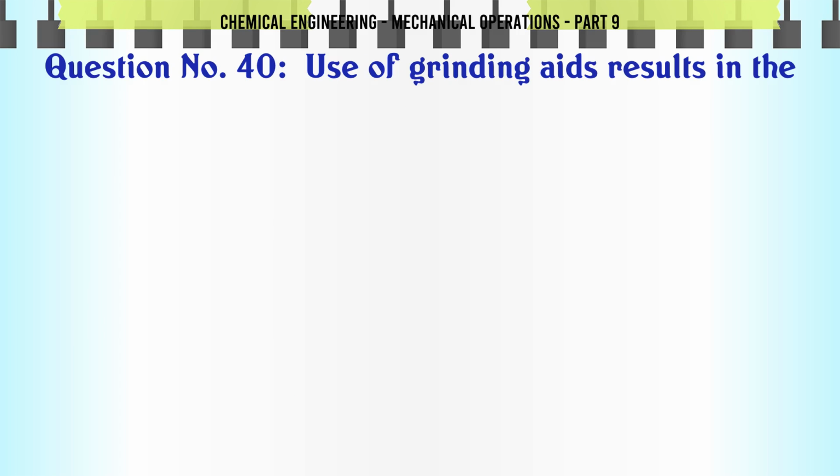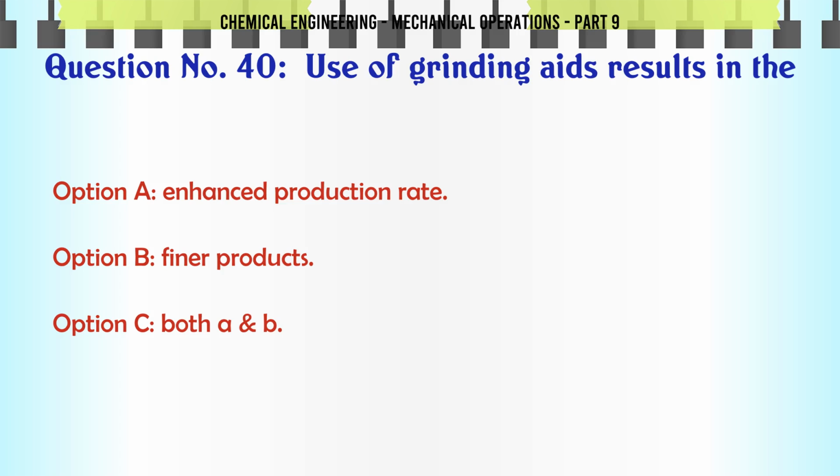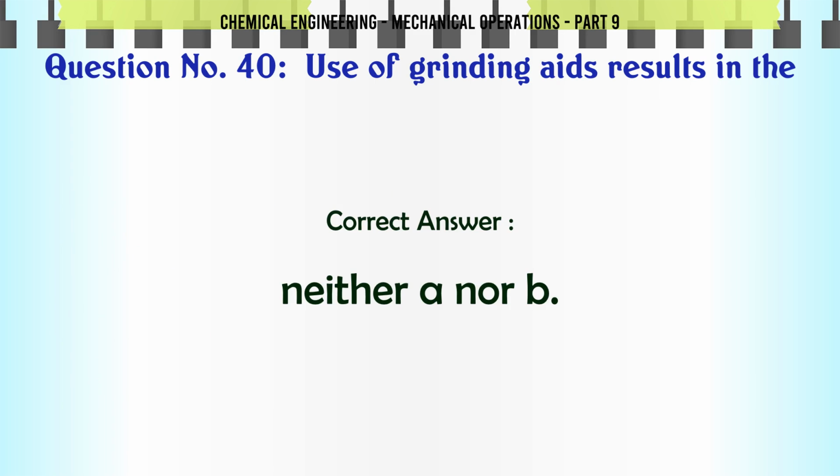Use of grinding aids results in the: A. Enhanced production rate, B. Finer products, C. Both A and B, D. Neither A nor B. The correct answer is neither A nor B.